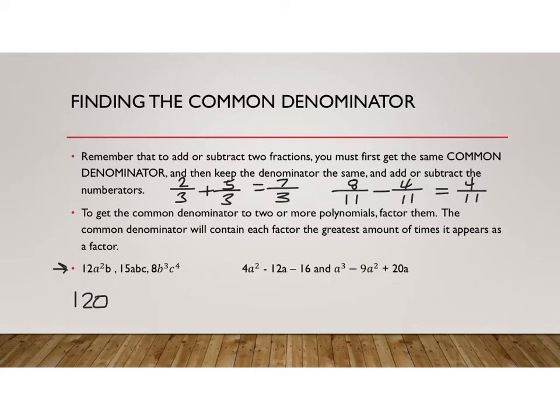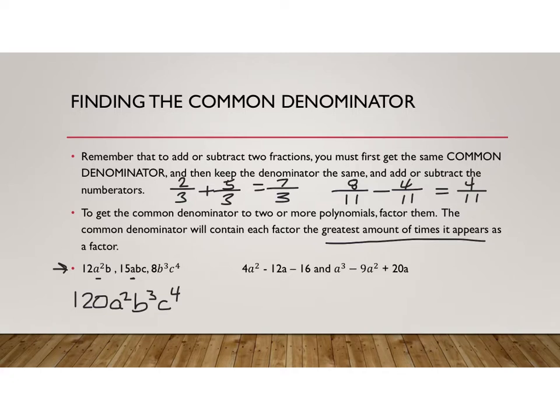Then for your powers, you have a squared, you have a. Use the greatest amount of times it appears. So we would have a squared. We've got a b and a b cubed, so I would keep the b cubed. I have a c and a c to the fourth, I would keep c to the fourth. And so this would be the least common denominator of those three terms.